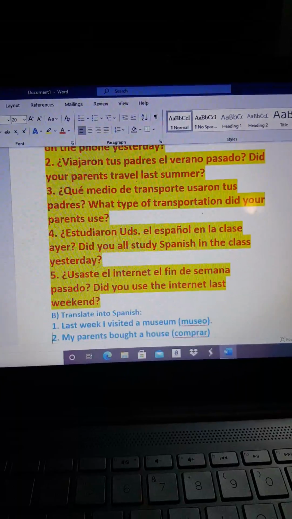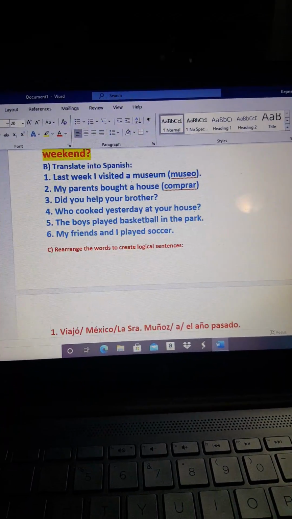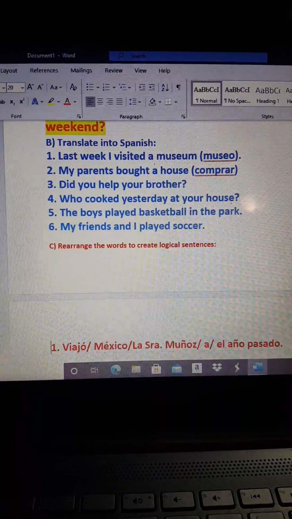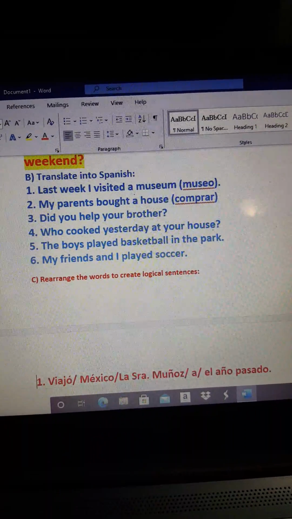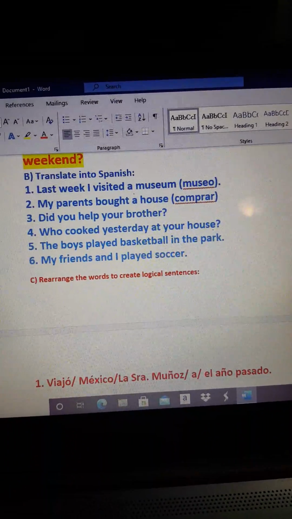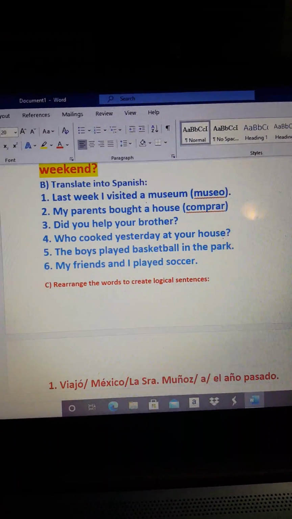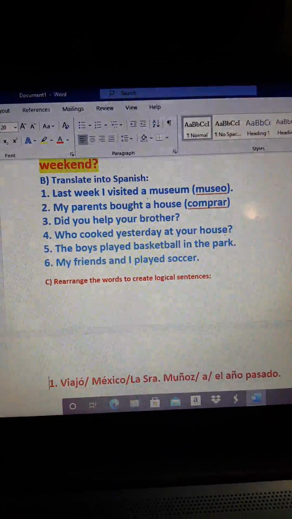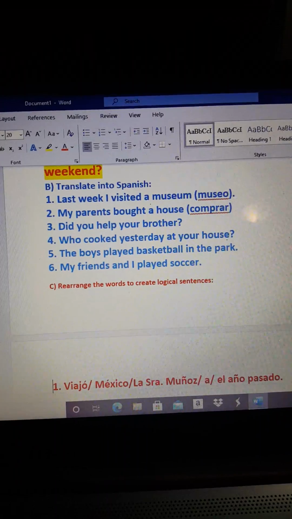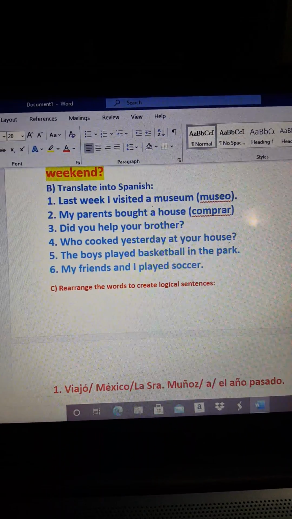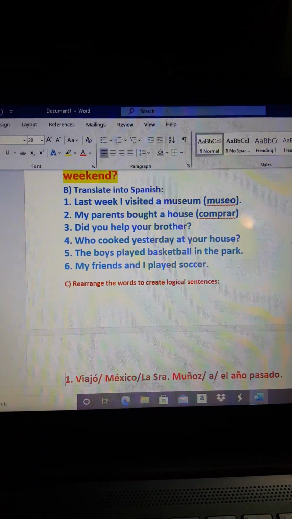The next exercise is a translation. A translation is a good way to see if students actually understand the concept. You will ask students, for example, to translate for you: Last week I visited the museum. La semana pasada yo visité el museo. My parents bought a house. Mis padres compraron una casa. You want to make sure that when students translate, they give you the right translation, where the verbs, of course, agree with the subject, and so on and so forth.